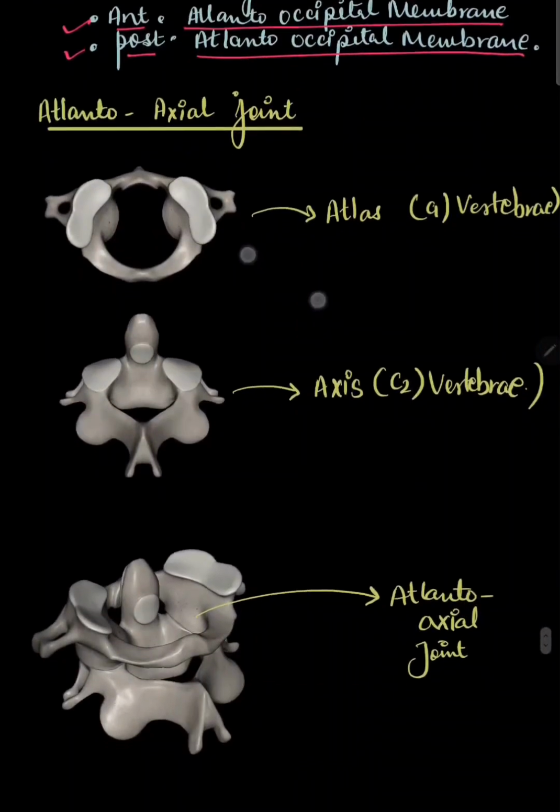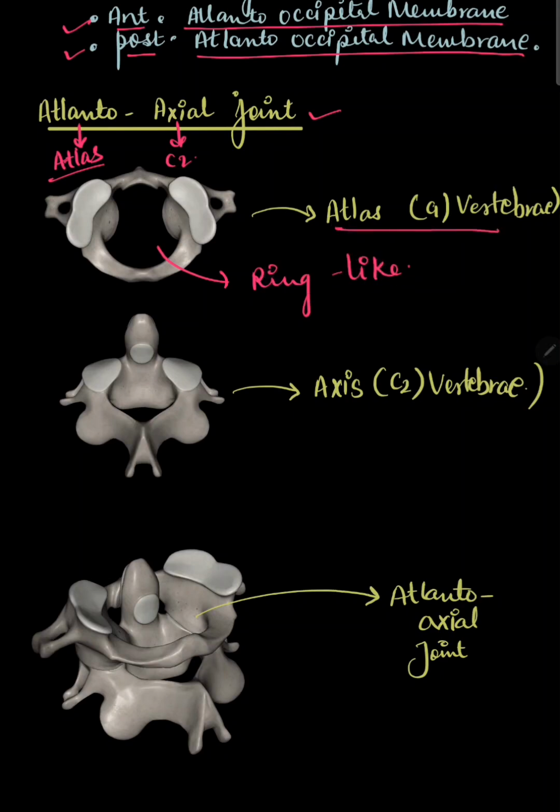Now coming to the next joint, that is the atlanto-axial joint. Again, the name is telling you the bones involved. It is the atlas, C1 vertebra, and the axis, that is the C2 vertebra. Now this is what an atlas looks like. It is a ring-like structure. What do you see here? It is a completely ring-like structure. This is atlas, C1 vertebra. Then we have the axis, that is the C2 vertebra. You can see a very sharp pointed structure here in the C2 vertebra, that is the axis.